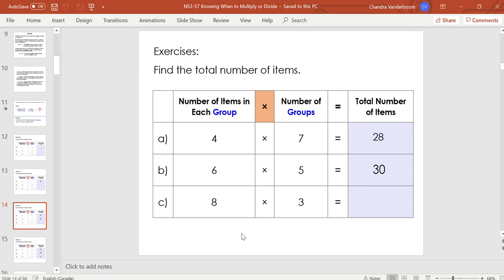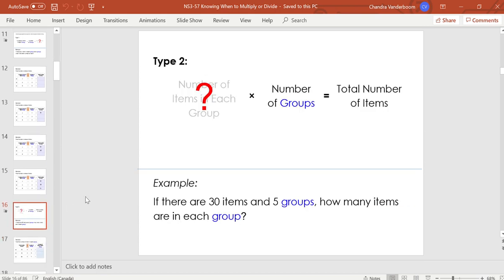So let's skip count by 3s up to 8 fingers. Ready? Get your hands ready. 3, 6, 9, 12, 15, 18, 21, 24. 8 times 3 equals 24. So that's how we can figure out that missing information.